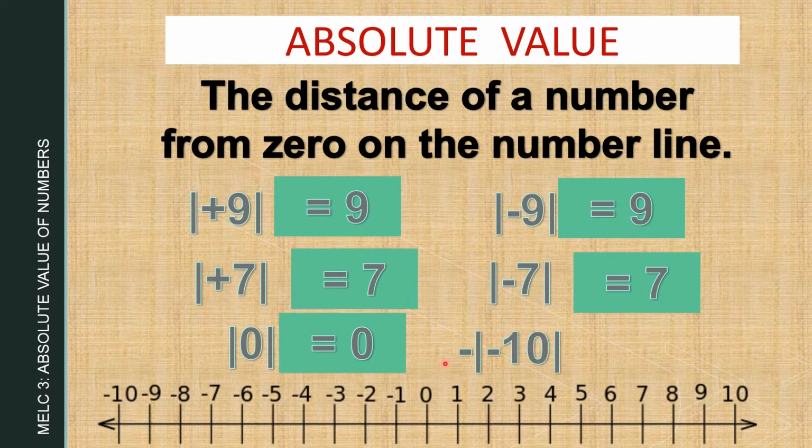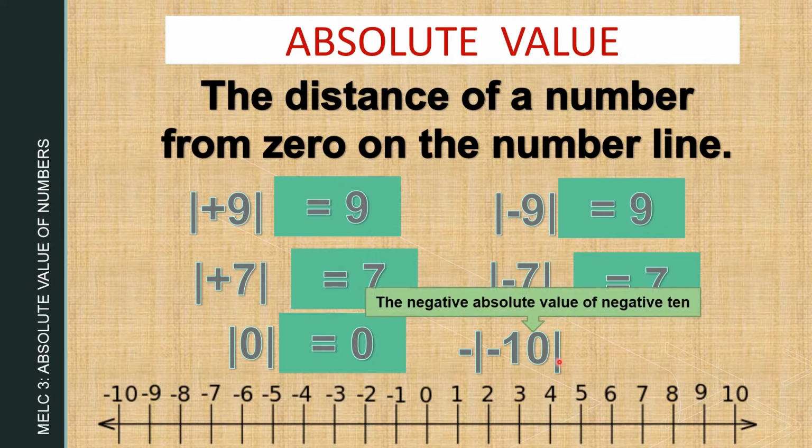Now, I want you to focus on this special case. So what makes this different from the first examples? Yes, it has a negative sign outside the absolute value sign. The first 5 don't have a sign before the absolute value sign, but here, in our last example, we have a negative sign. So we know that the absolute value of negative 10, the distance of negative 10 from 0, is 10 units, right?